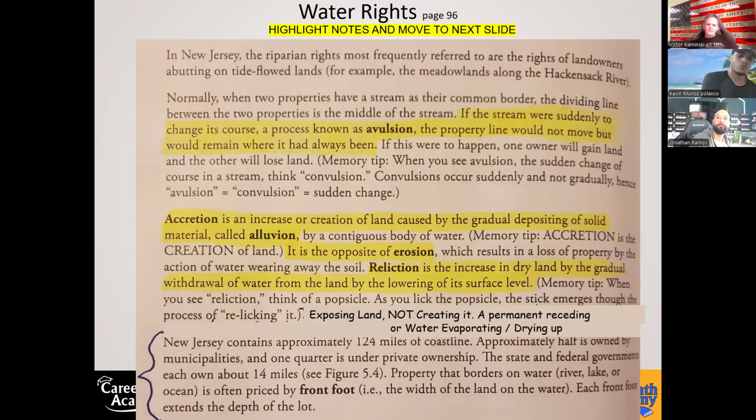Got it. Did you get the notes here too that says after reliction, exposing land? Exposing land, not creating it. Yeah, okay. You still writing, Kevin? Yes, one more. All right, take your time. I'm not rushing you. Got it. Okay.